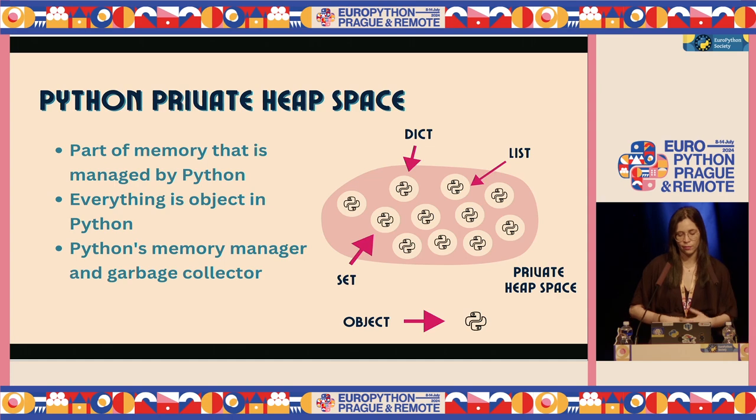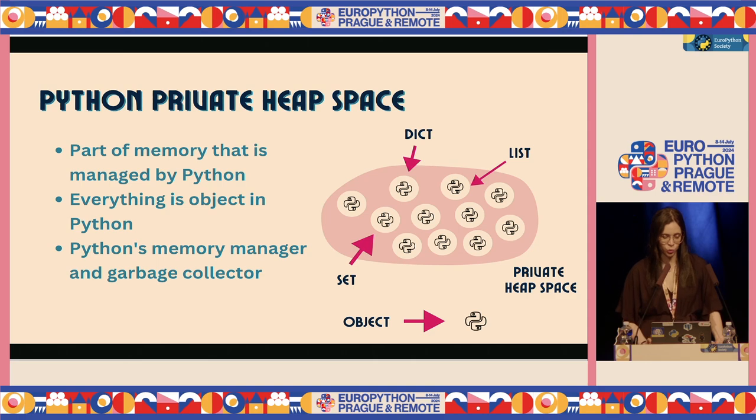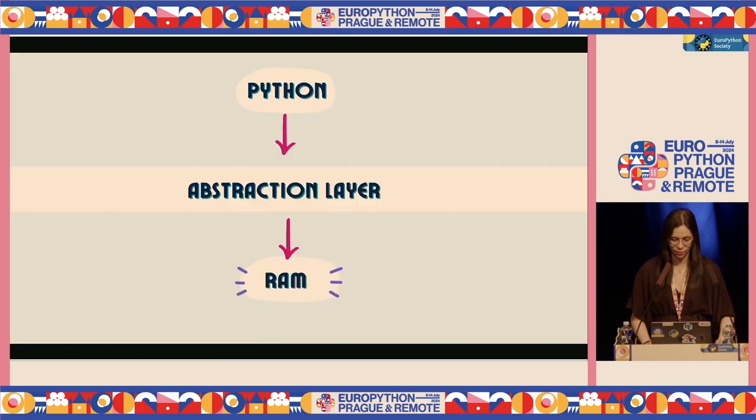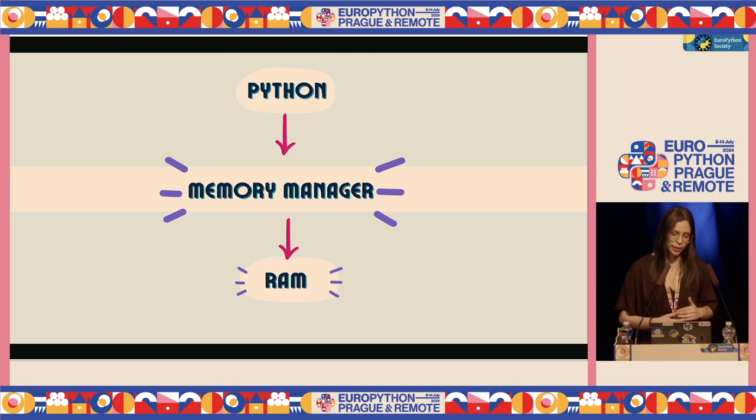As we know in Python, everything is an object. That means lists, dictionaries, and sets are all objects which will be stored in the private heap space. And we have here two keywords: Python's memory manager and the garbage collector. The garbage collector will clean up things for you and remove objects that are not used, and the memory manager will try to allocate and deallocate memory space. So in between Python and the RAM, the memory manager is like a friendly robot doing this cleanup for us.